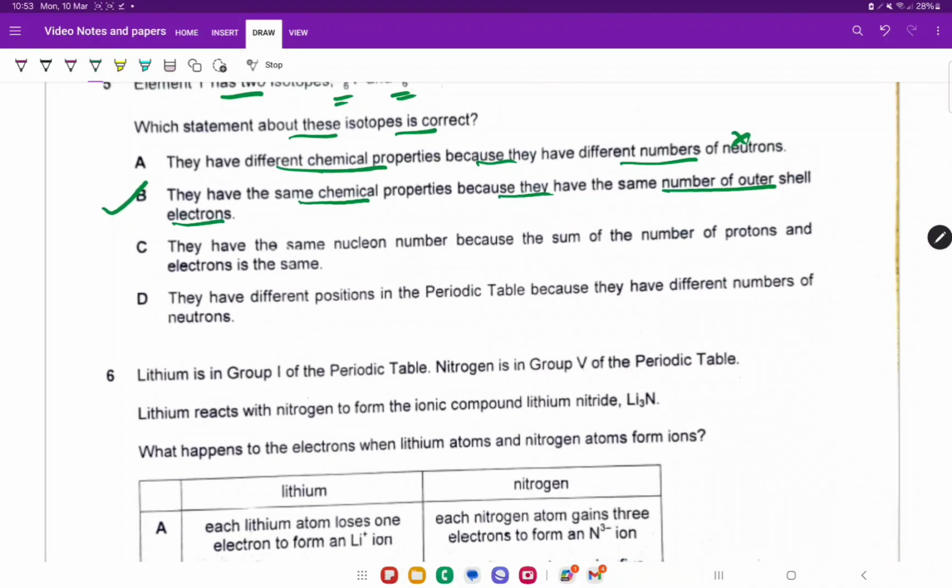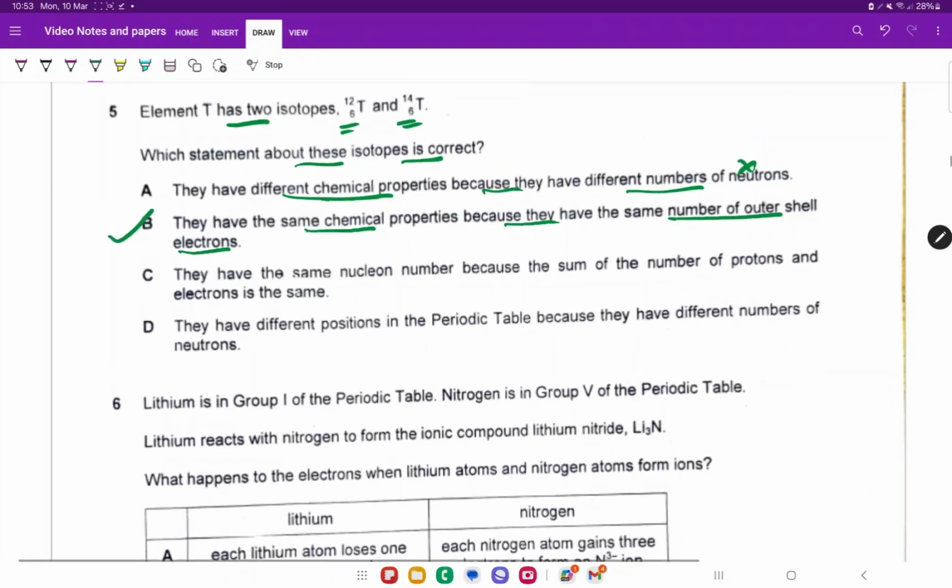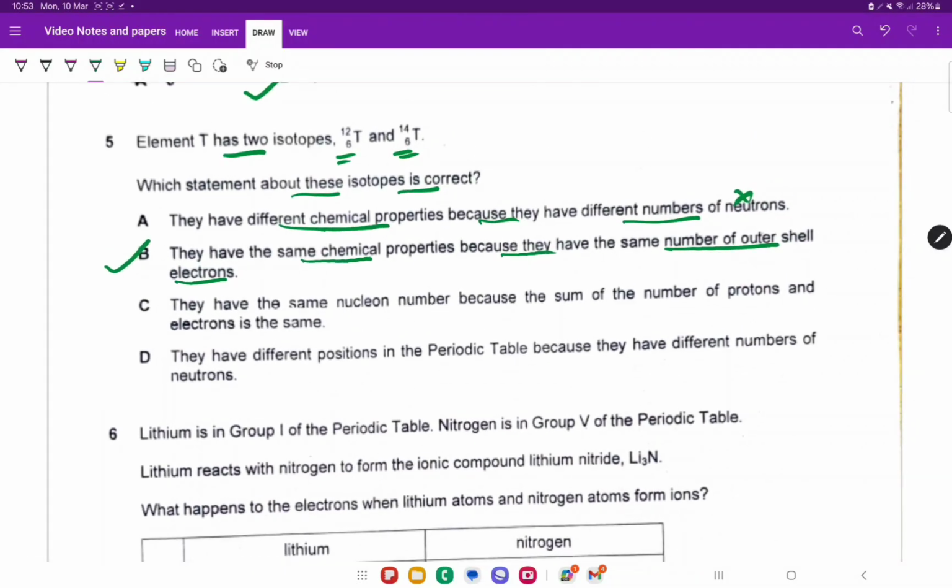Answer should be B, but we'll go to the others. They have the same number of nucleons because the sum of the number of protons and neutrons is the same. Same nucleon number, wrong. The option about different positions in the periodic table is also wrong. Answer is B.